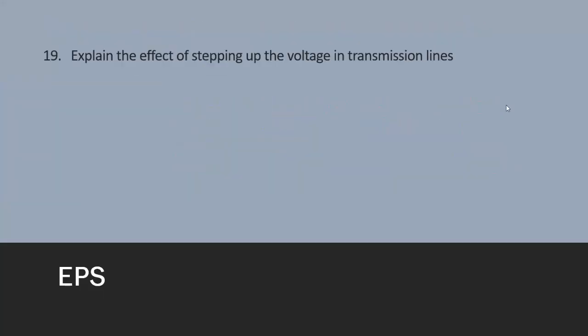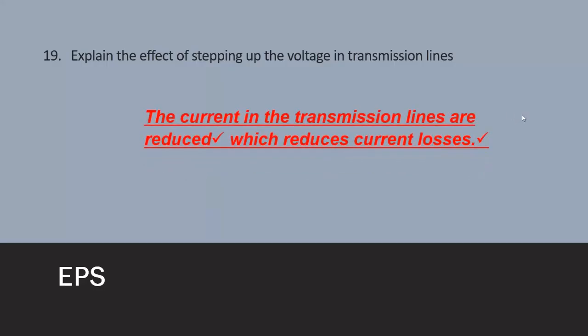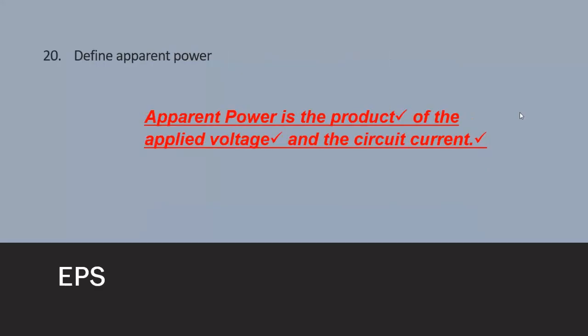Explain the effect of stepping up the voltage in transmission lines. The current in the transmission lines is reduced, which reduces current losses. Define apparent power. Apparent power is the product of the applied voltage and the circuit current.